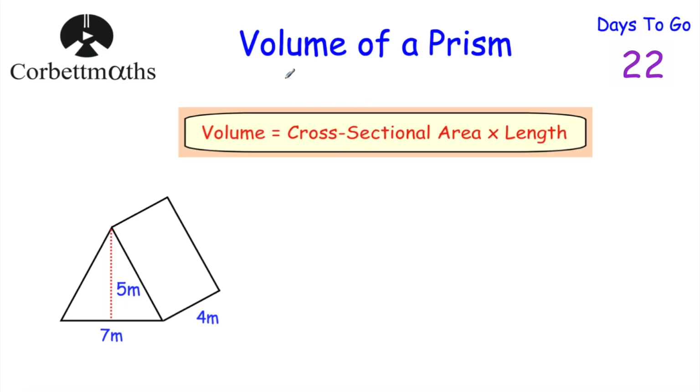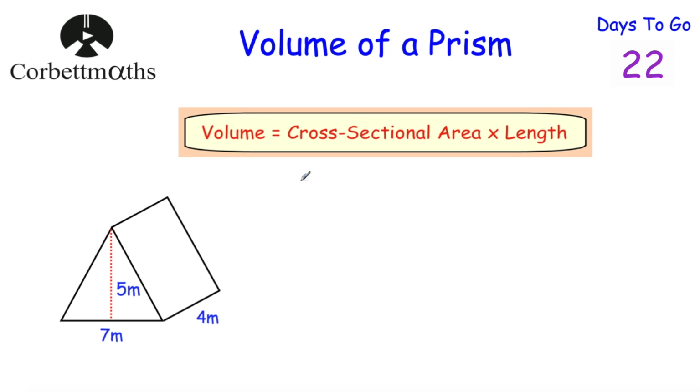Okay, so let's start off by finding the volume of a prism. To find the volume of a prism, we find the cross-sectional area, so that's the area of the cross-section, and you multiply by the length of the prism. So if we wanted to find the volume of this triangular prism, we find the area of this triangle at the front, and then we just multiply by how long the prism is.